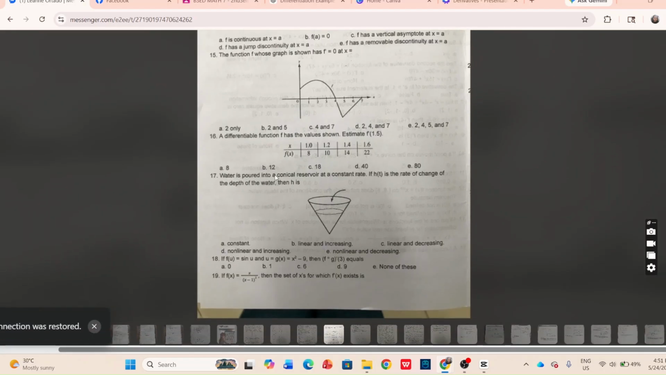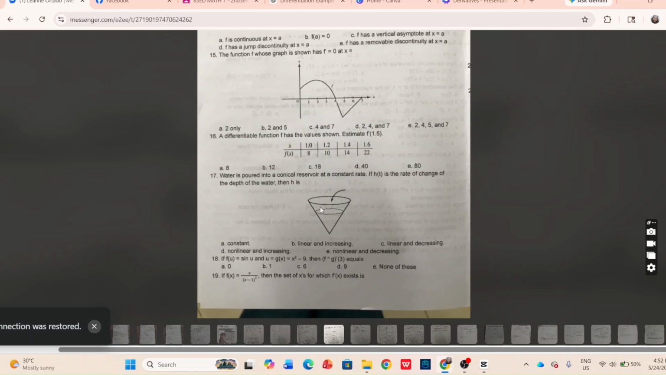Number 16. A differentiable function f has the values shown, and we are going to estimate f prime of 1.5. So the correct answer for number 16 is 40. This is simply applying the symmetric difference, which is f of 1.6 minus f of 1.4 all over 1.6 minus 1.4, which now becomes 22 minus 14 all over 0.2, and applying the operation that would be equal to 40. So our answer for number 16 is letter D, which is 40.